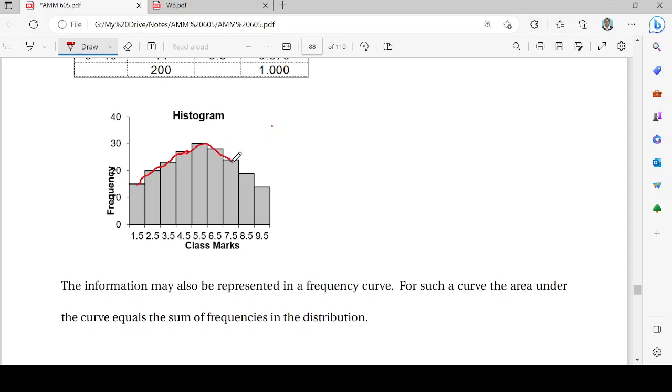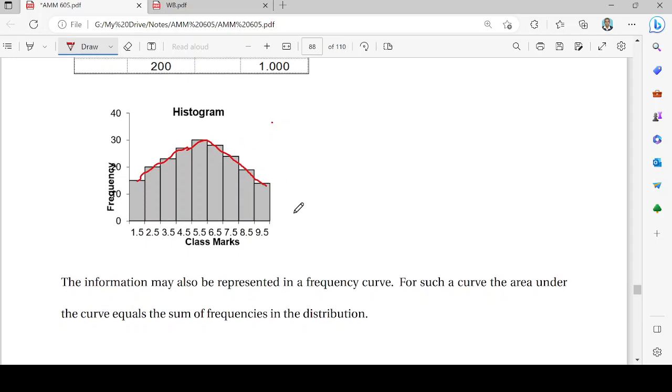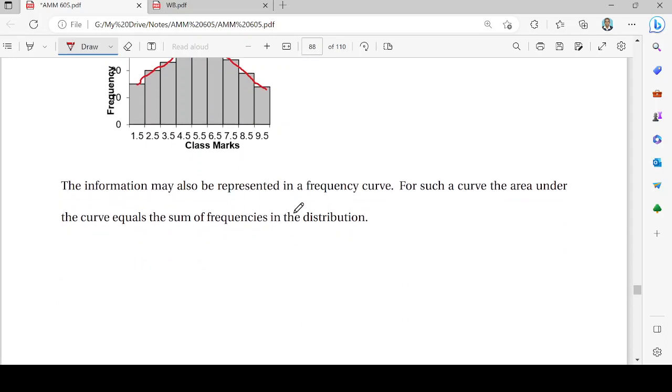If we consider the midpoints and join them with a smooth curve, we draw a curve passing through the midpoint of the tops of the bars. We get a curve that we call the frequency curve. So this information can be represented by a frequency curve.